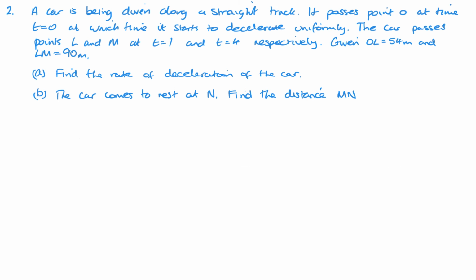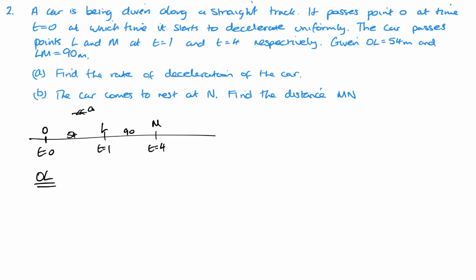So we go, a car driven along a straight track passes O at time 0, let's call that O, and it starts to decelerate. So that is my direction of a. The car passes point L when t equals 1 and point M when t equals 4. And OL is 54 and L to M is 90. Okay, so we've got quite a bit of information here. So looking between O and L, what do we know?